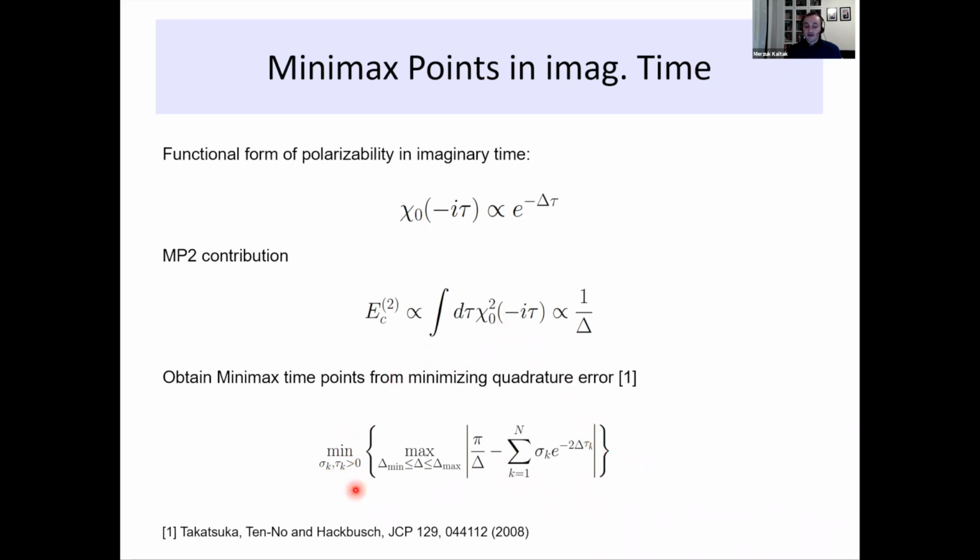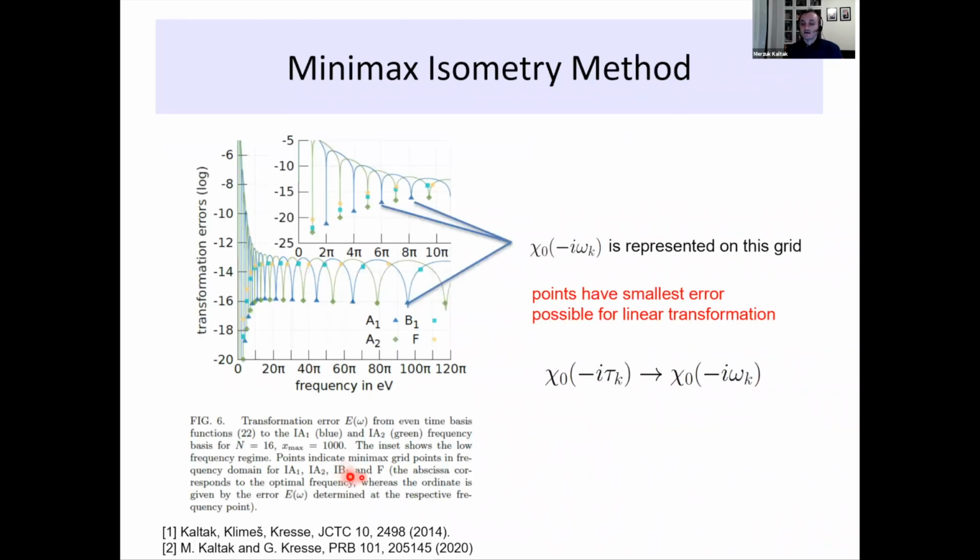Now the question is, why are these points here, the tau k's, a good choice for the discrete Fourier transform? The reason for this is that the two Minimax solutions, the one for the frequency and the one for the time domain, span two almost isometric subspaces. So that is, if one represents chi on the Minimax time grid, the best frequency grid for the discrete Fourier transform is the Minimax frequency grid.